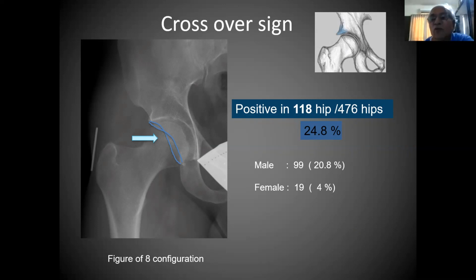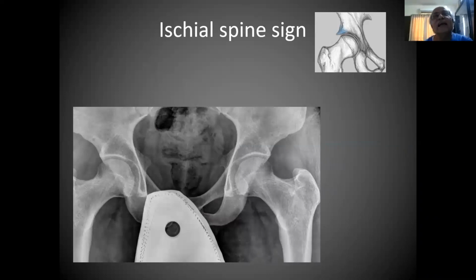The males were much more than the females. I told you the pincer in India is slightly different from the Western world. So the males had much more pincer. The second sign was the ischial spine. Look at this prominence, such a broad prominence. All patients were guided by a lead sheet, the gonadal shield. That was a protocol. So you see the very broad and large ischial spine bilaterally.